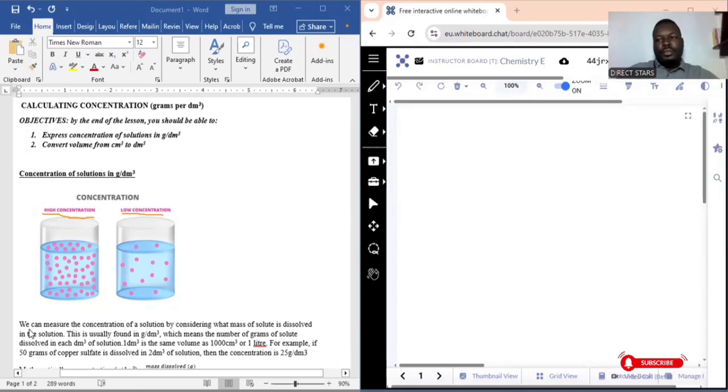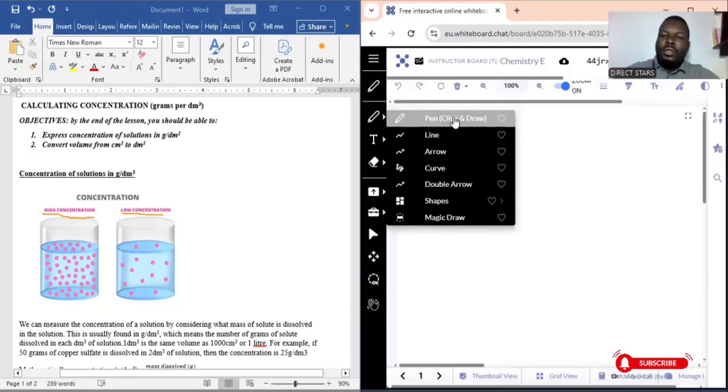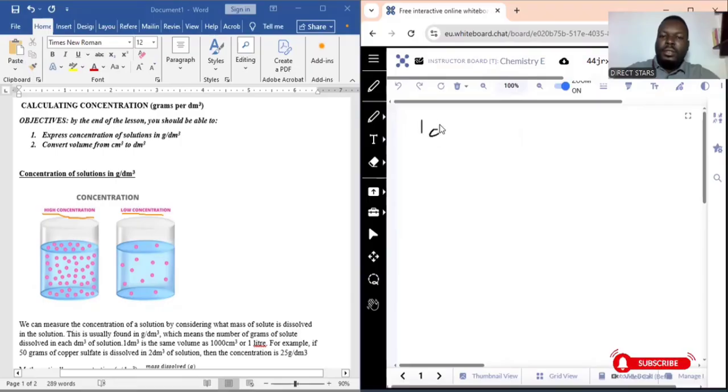We can measure the concentration of solution by considering the mass of the solute that is required to dissolve in 1 dm³. We use 1 dm³ because 1 dm³ is equivalent to 1 liter. So 1 dm³, take note of this conversion, is the same as 1 liter. This is equivalent to 1,000 centimeter cube.